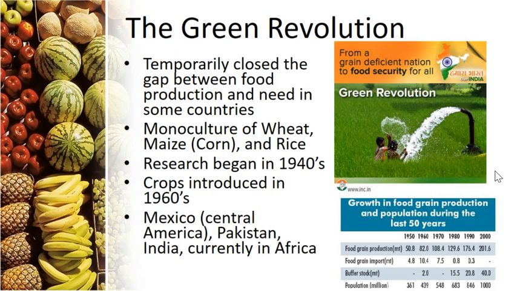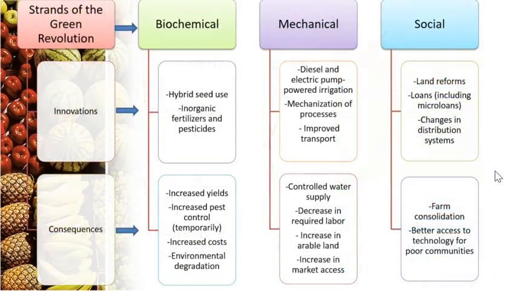For about 20 years, crops began being introduced in the 1960s. This work is still being done today. It originated in Mexico. That's where the first plantings were, Mexico and Central America. They moved into Pakistan and India, and currently researchers are working in Africa with a lot of these crops. Okay. Now, when we talk about the Green Revolution, there are basically three big changes. You've got the biochemical innovations, the mechanical innovations, and the social innovations.